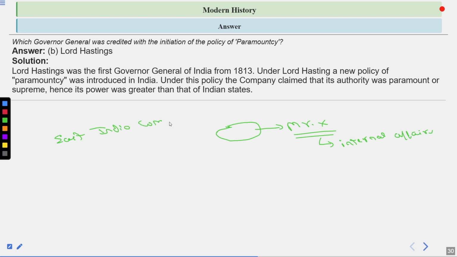That means for any external matter, if Mr. X wanted to do something in his kingdom, he had to obtain permission from the British. Even if he wanted to marry his daughter or son to any other ruler's daughter or son, even then he had to obtain permission from the East India Company.